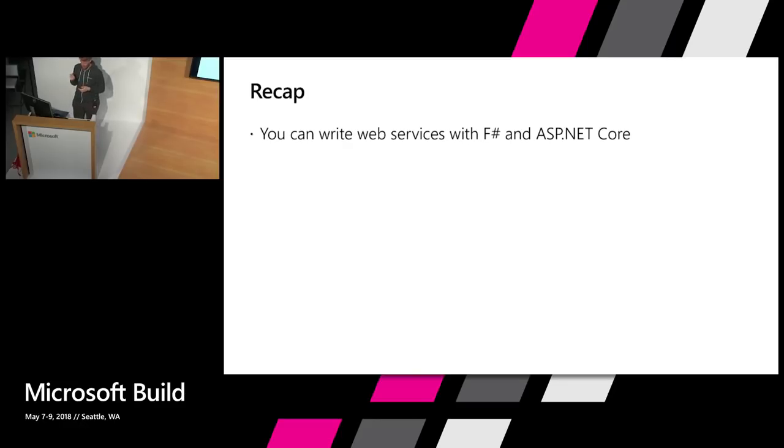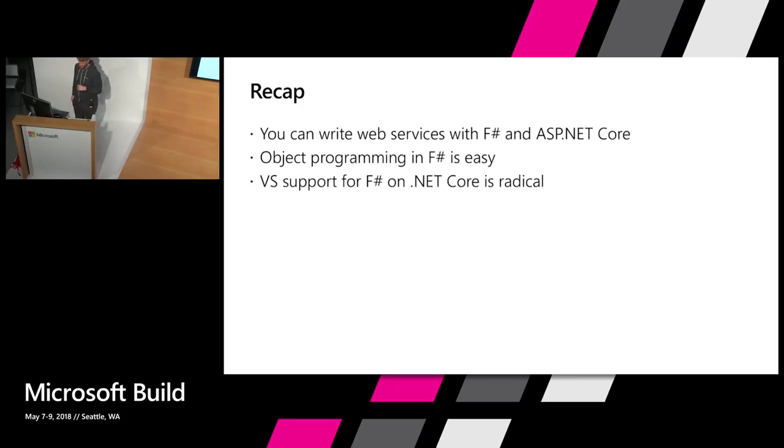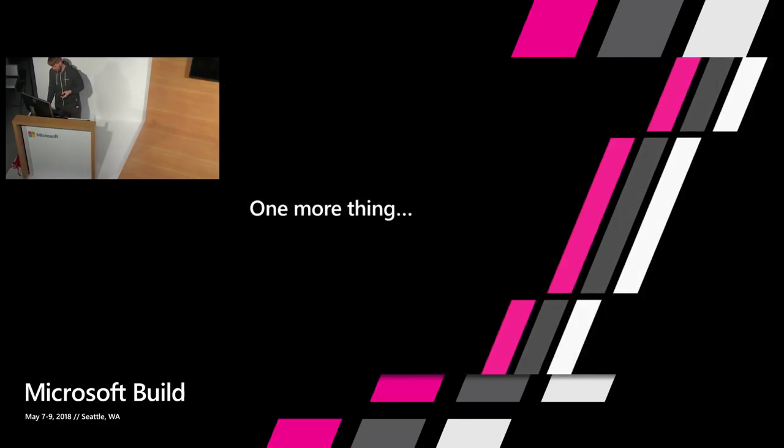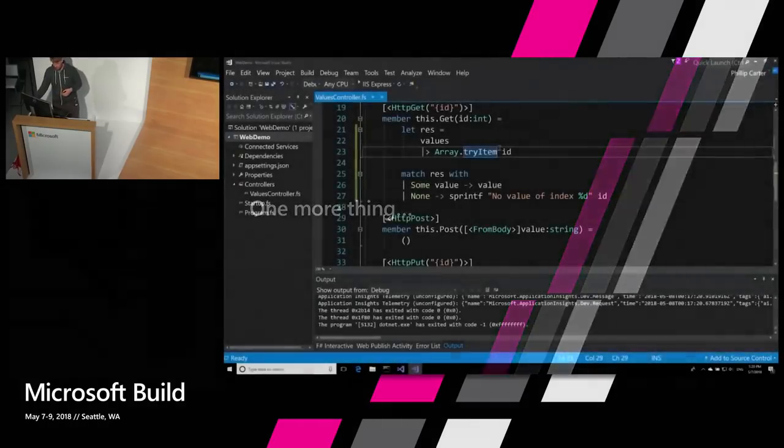And so I recommend playing with all of those, right? Hopefully, I kind of demonstrated that object programming in F# is pretty easy. The template already shows you how to define a regular type and methods and things like that, and it's nothing crazy, right? You just define a type, it has a default constructor, you have some methods, that sort of stuff. VS support for F# and .NET Core is pretty radical. I didn't get a chance to do some refactorings there, but I'll show you more of that here in a bit. Okay. Then I do have one more thing that I want to show you.